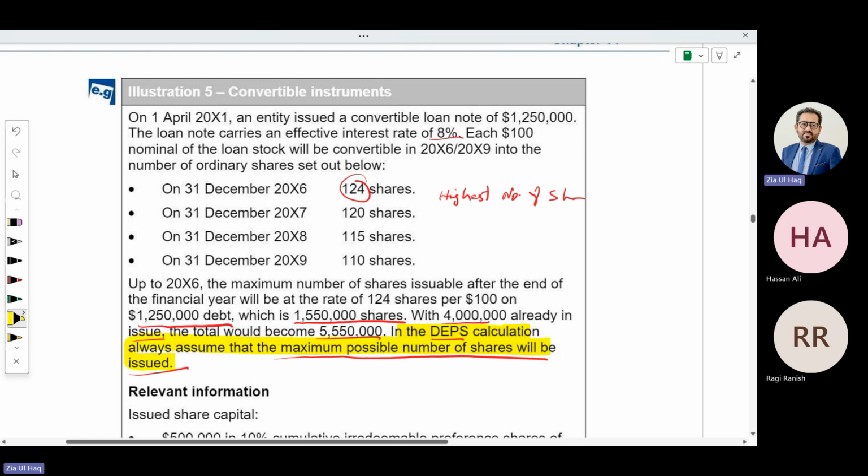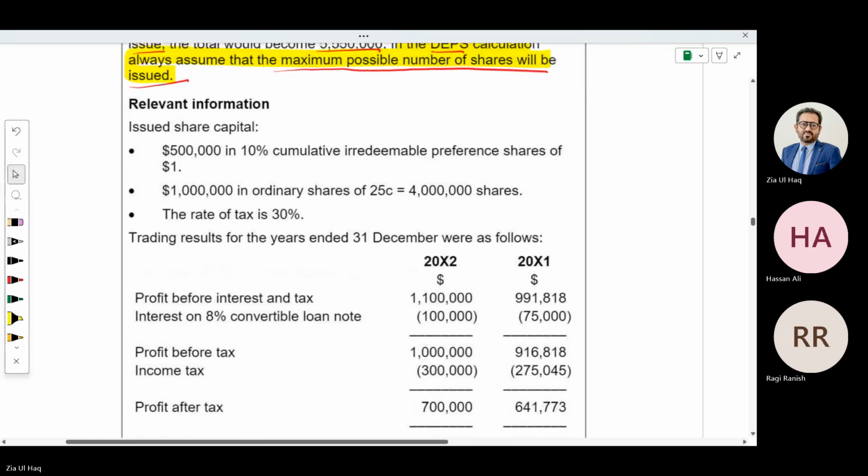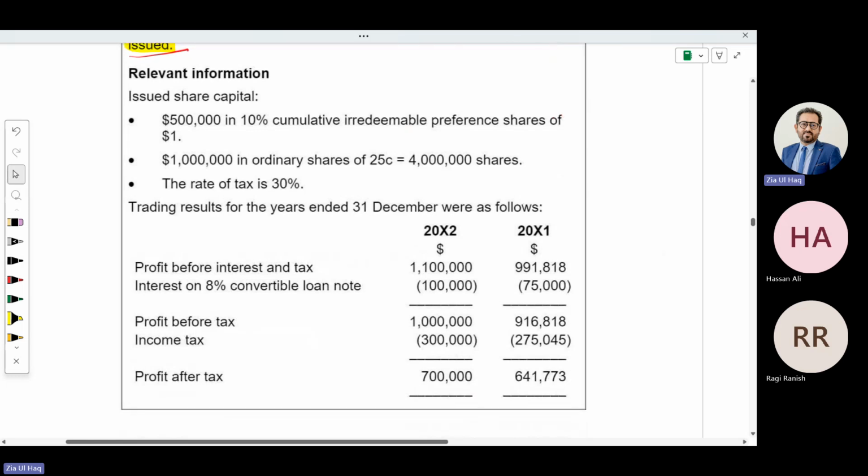Diluted earning per share calculation always assumes that the maximum possible number of shares will be issued. That's why they calculated using 124. And in this question, there is no tax given, there is no information about earning, otherwise we can calculate earning per share. They are just explaining how the weighted average number of shares will be calculated using diluted EPS, if a scenario comes like this. Now they have provided relevant information.